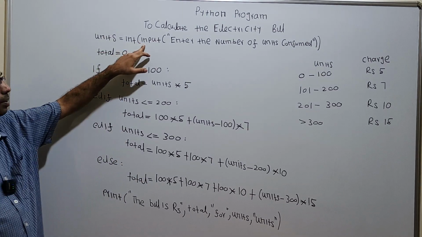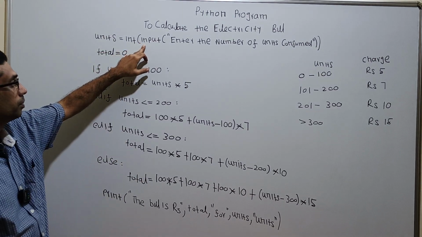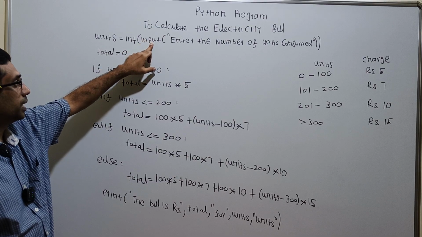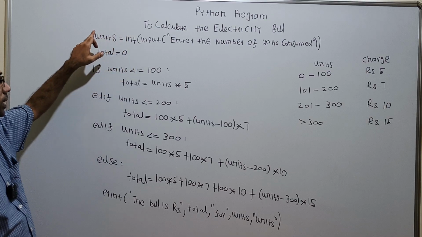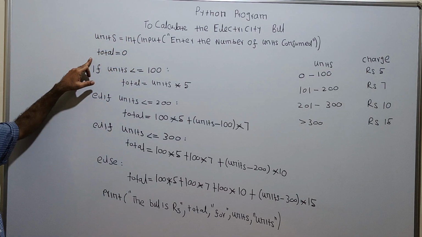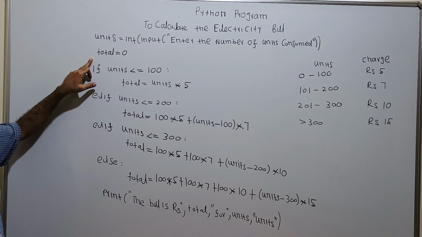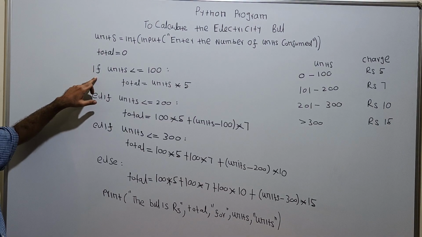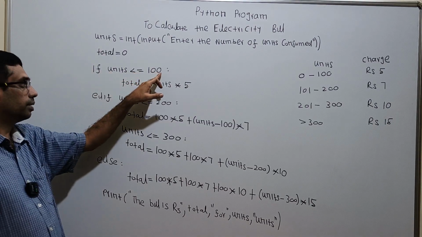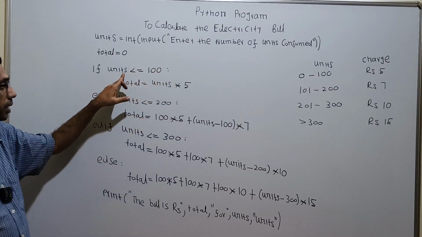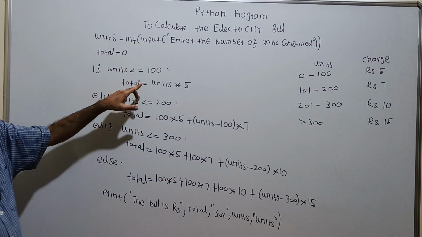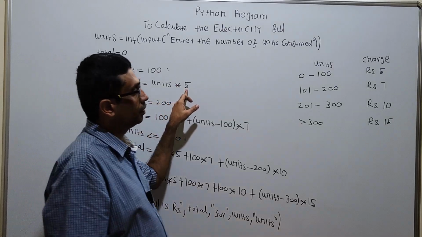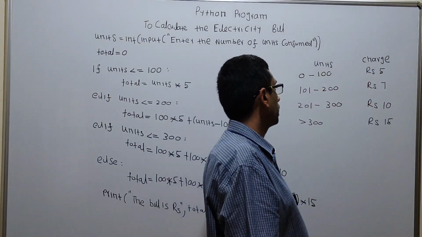First I am getting the number of units consumed from the user. Input statement receives it as a string and converts it to an integer, storing it in the variable units. I am initializing a variable total equal to 0. I am checking if units less than or equal to 100. If this condition is true, then the statement under the if block will get executed, total equal to units into 5, because for the units 0 to 100 I am charging 5 rupees only.